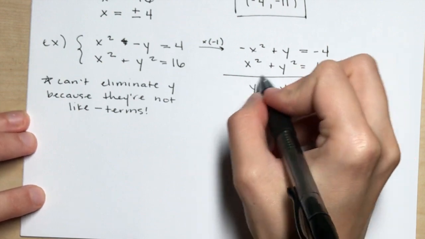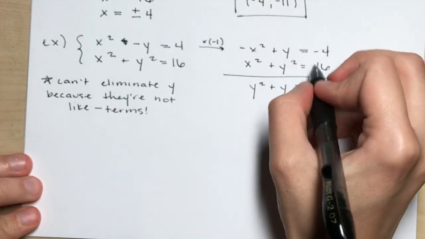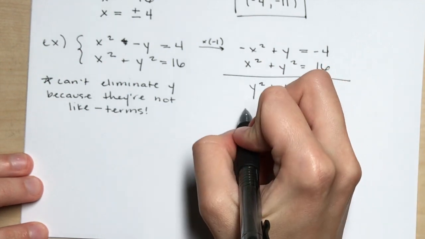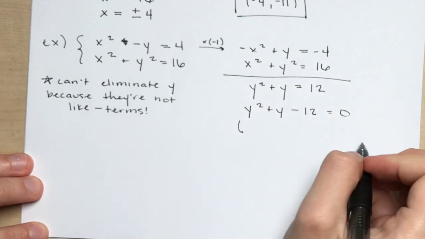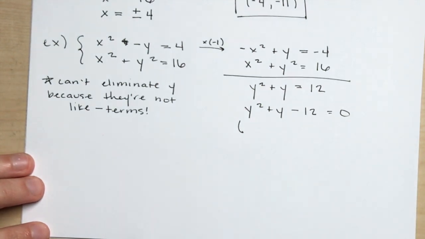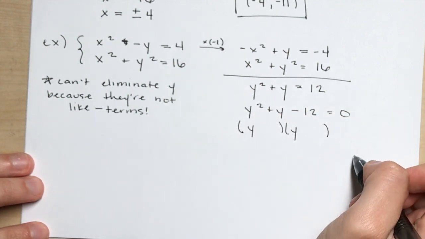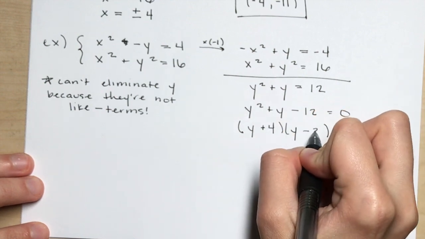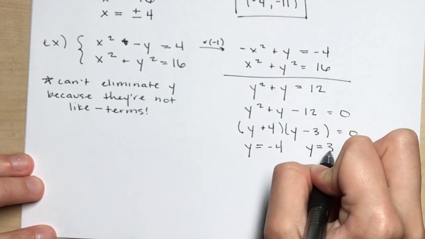equals, right? It's not one term this time, because again, they're not like terms, so we have to keep them separate. And then we get 12 over here. We subtract over, equals 0. We have to factor what adds up to 1 and multiplies to negative 12. Positive 4 and negative 3. So we end up with y equals negative 4 and y equals 3.